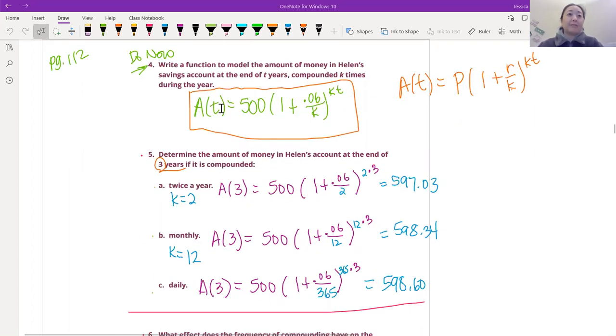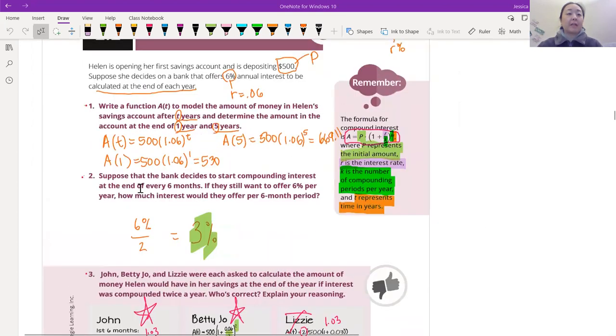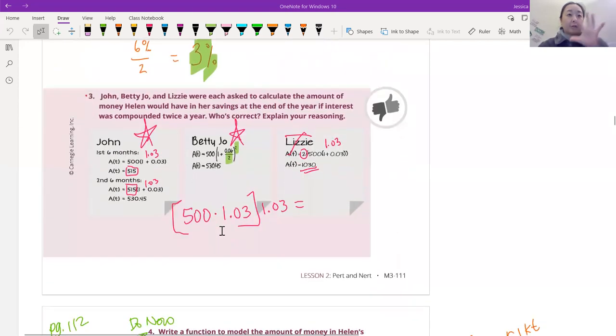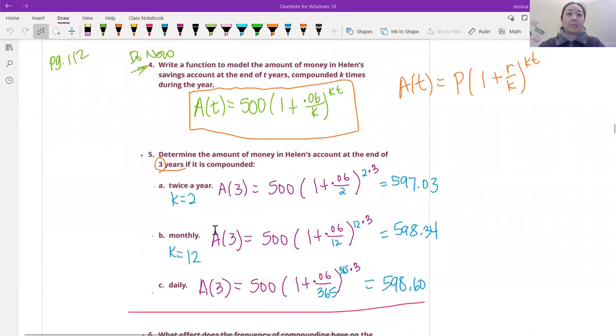All right, so we left off here at number 4, and we're continuing Helen's money journey, right? So we talked about compounding. Remember, we talked about the different kinds of compounding, like if the 6% was split up into 2. And we talked about John, Betty, Joe, and Lizzie. And now we're going to write the equation.